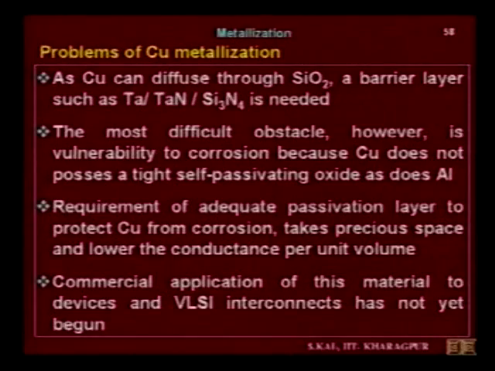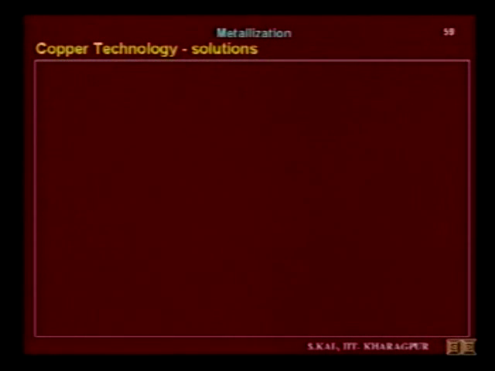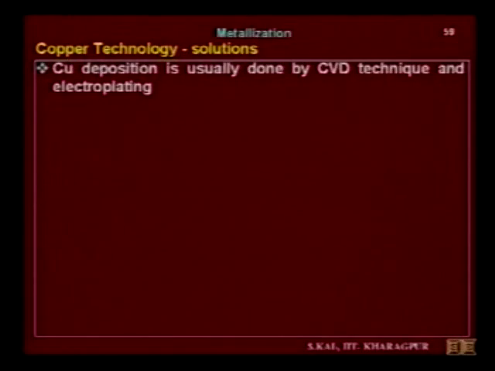Many problems are there, but people are trying their best to circumvent those problems with innovation, because they are very much anxious and interested to use this material, as it has a lot of potential in the case of high speed VLSI devices. Okay, so for removing those problems, there are many solutions.